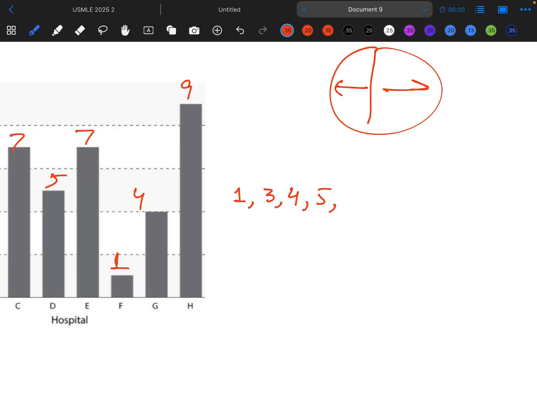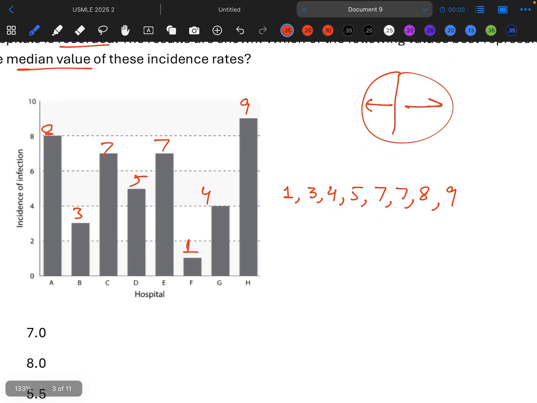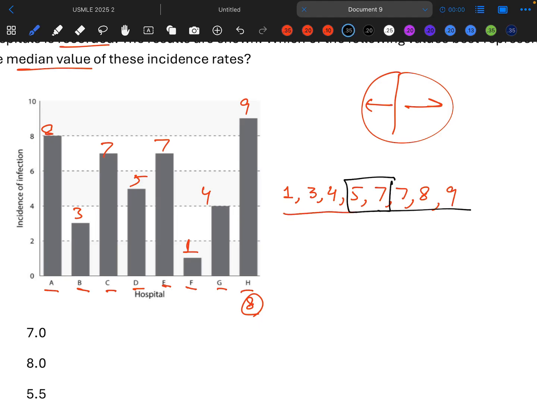They have 8, 3, 7, 5, 7, 1, 4, and 9. So we will arrange them in order. It will become 1, 3, 4, 5, 7, 7, 8, and 9. If you count these numbers, that is 1, 2, 3, 4, 5, 6, 7, 8. This is a total of 8 numbers. So when the data set is even, you will take the average of the two middle values. What are the middle values? These are 5 and 7. This is the middle value.